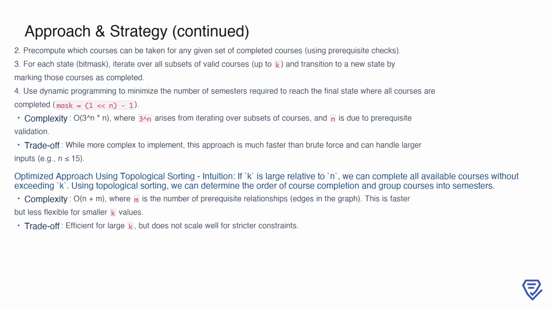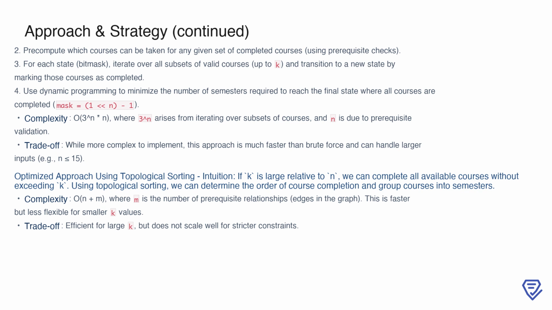Building on this foundation, we refine the optimized approach further. First, we pre-compute which courses are available for any given set of completed courses by checking the prerequisites. This speeds up the process of determining valid courses for each state. Next, for every state represented by a bitmask, we iterate over all subsets of valid courses, up to a maximum of k, and transition to a new state by marking those courses as completed.